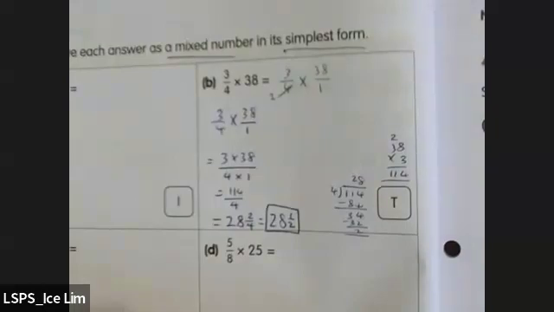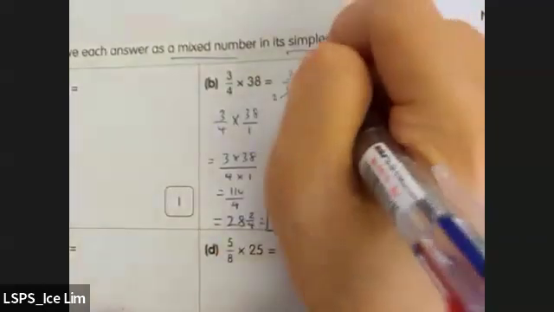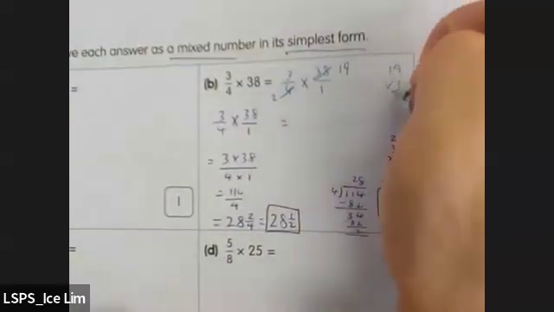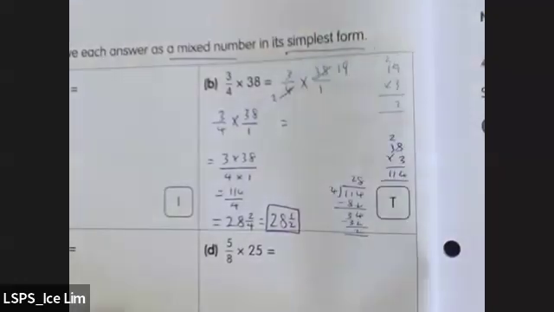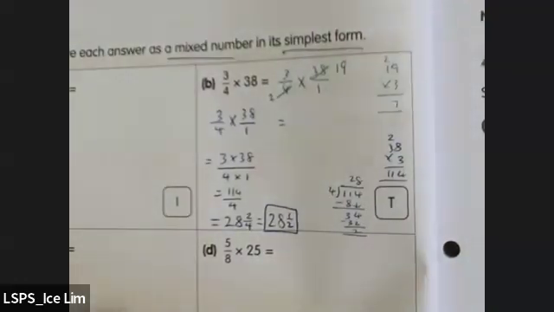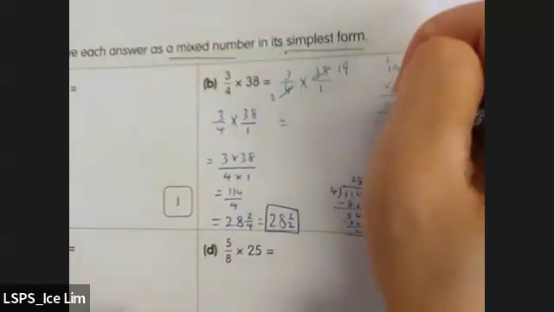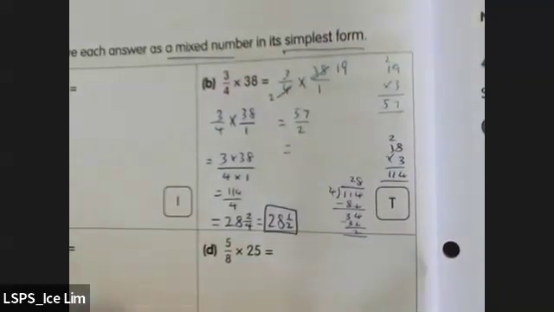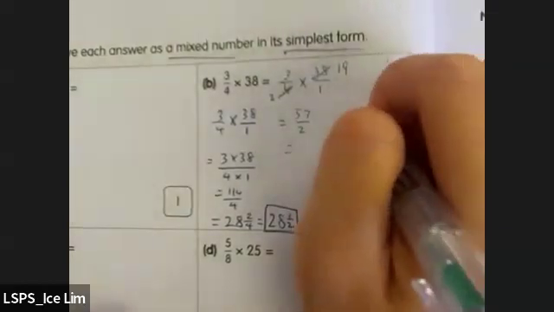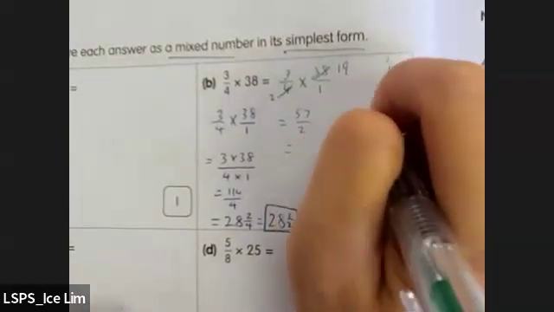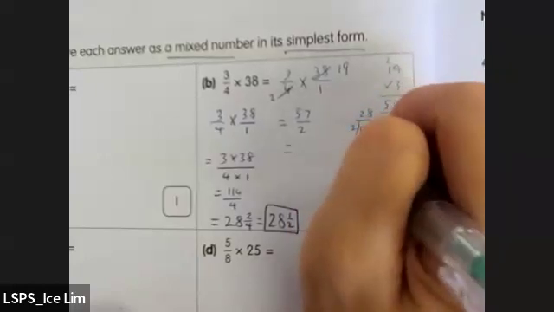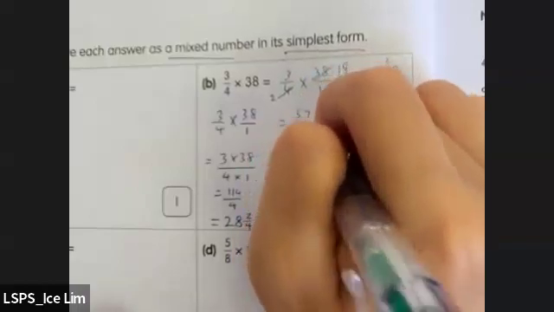I can divide 4 by 2, I get 2. And 38 divided by 2 will give me 19. So the answer will be 19 times 3, which is 57 halves, and if I do 57 divided by 2, it will give me 28.5. Same thing.